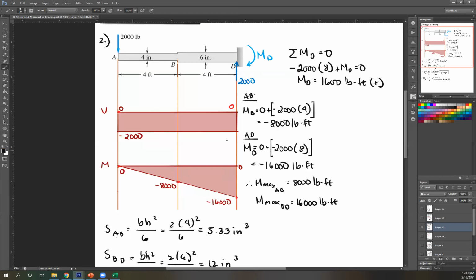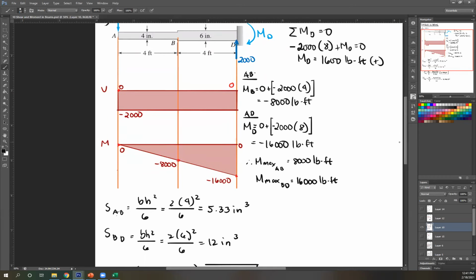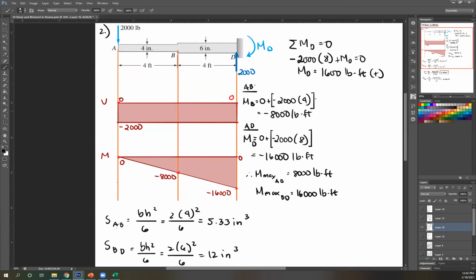Well, what is the sense? Why did I do that? Well, now we know this negative 8,000 is the maximum moment between segment AB, and this 16,000 is the maximum moment between segment BD. So now at the maximum moment, I can solve for maximum stress for each segment. So you can do MC over I, where C is just half the heights of these.